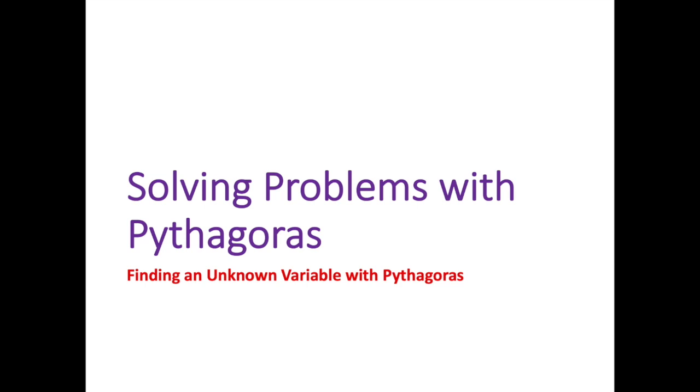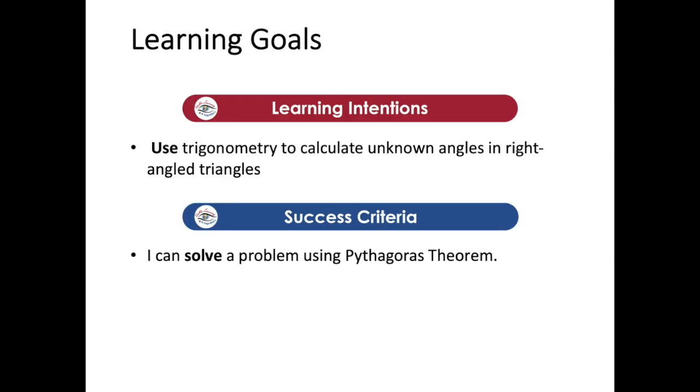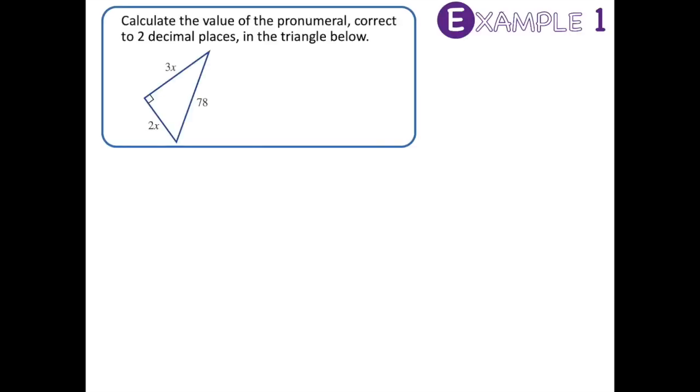In this video, we're going to have a look at solving problems with Pythagoras to find an unknown variable. By the end of the video, you'll be able to solve a problem using Pythagoras' theorem. We want to calculate the value of the polynomial correct to 2 decimal places in the triangle below.